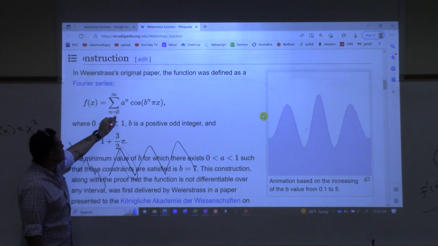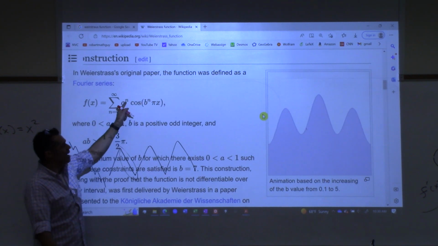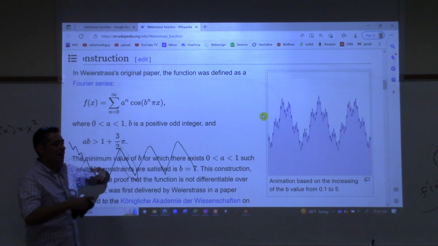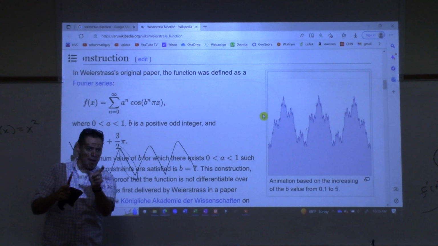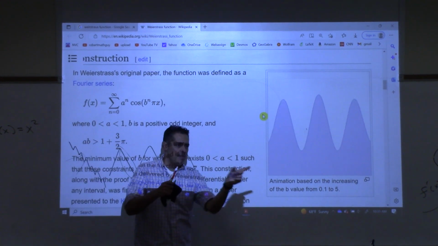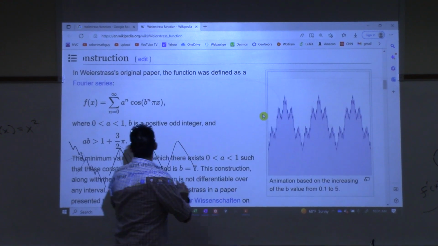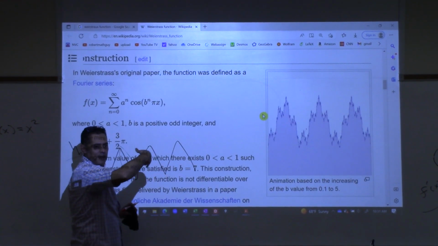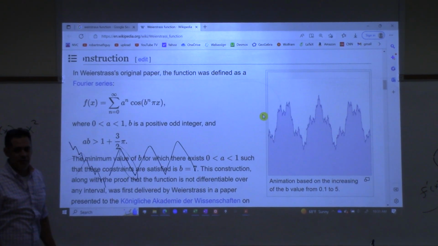So what you do is you first replace n with 0 and figure out what that is, and then you add to that, replace n with 1, and then add to that, replace n with 2, and add to that, and you do it forever. So this is basically a string of cosine functions that go on forever. And if you plug a number in, you have to plug it into this list of infinitely many cosines, and that gets you the Weierstrass function.